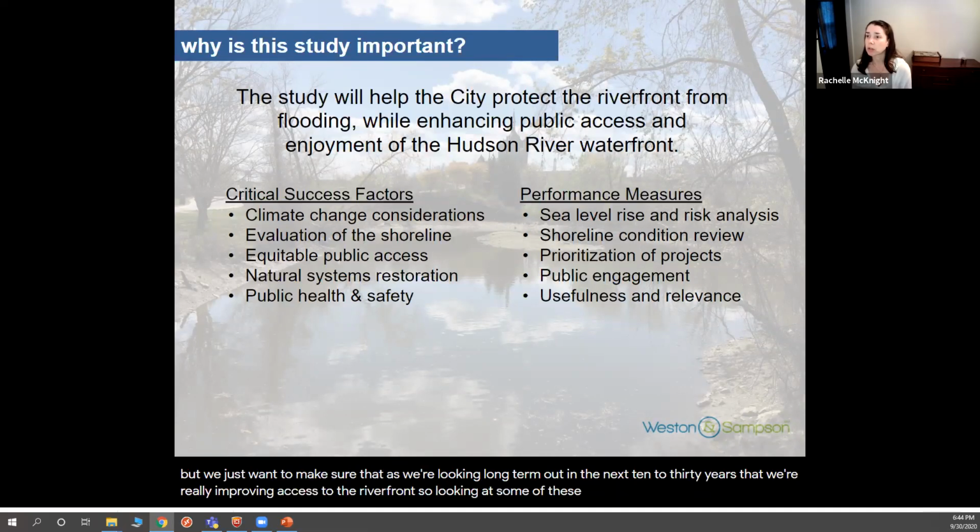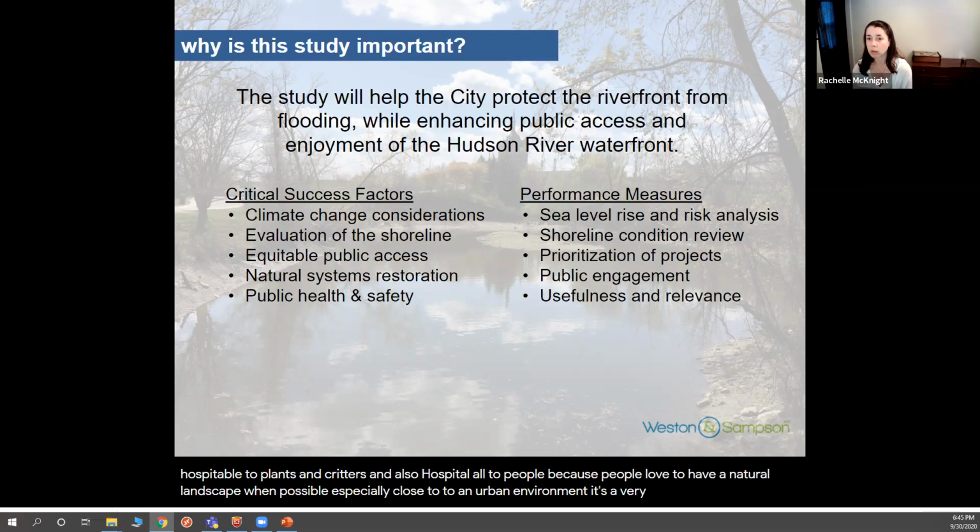So looking at some of these critical success factors, we're definitely doing an analysis of climate change. That includes heavier storms, heavier precipitation, more intense storms, but also flooding that is a result of sea level rise. We're doing an evaluation of the shoreline. What does the shoreline currently look like? What types of erosion are we seeing along the shoreline? Where can it be improved? Natural systems restoration, where can we do habitat restoration? Where can we make the shoreline more hospitable to plants and critters? And also hospitable to people, because people love to have a natural landscape when possible, especially close to an urban environment.